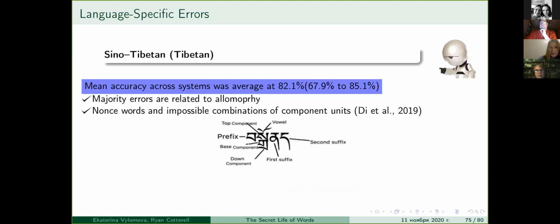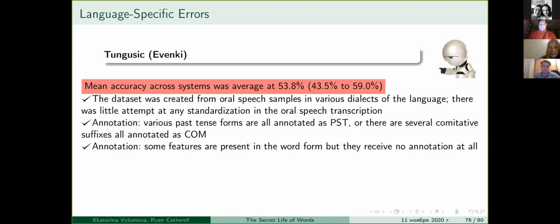In terms of the Tibetan language, the majority of errors are related to allomorphy, and also some impossible combinations of component units, because Tibetan has a two-dimensional script shape. So it was a bit challenging. And Evenki is one of the languages with the least standardization of oral speech transcription. So there was a lot of variation in this way, and in terms of the consistency of annotation.